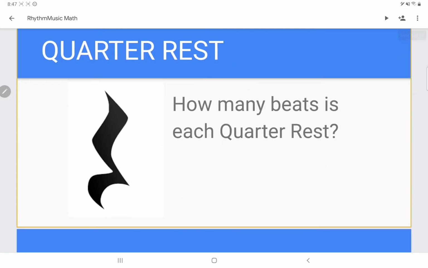So scholars, now we're looking at something called a quarter rest. Now a quarter rest is also worth 1 beat, even though it has a different name.